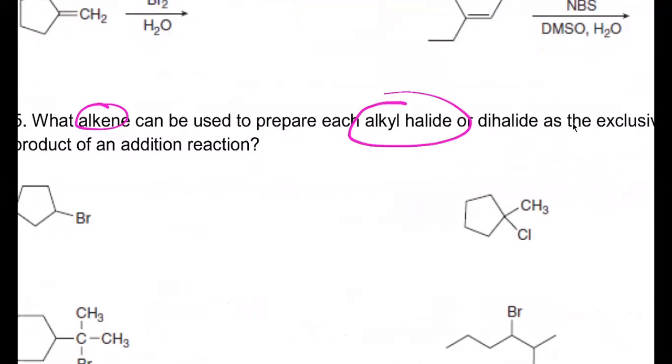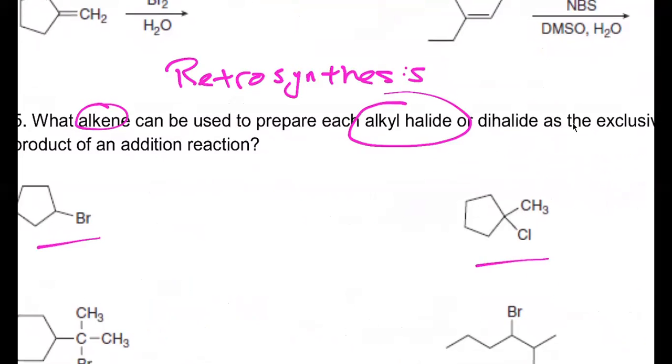I'm working backwards. This is what we call retrosynthesis, right? Look at what I have. All of these are alkyl halides. Everything down here is an alkyl halide. So I'm trying to work backwards to get back to the alkene, right? So the alkyl halide is the product. The alkene is the starting material, right? The way that we make alkyl halides from alkenes, we got two methods.